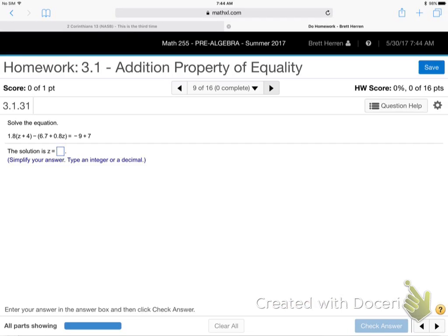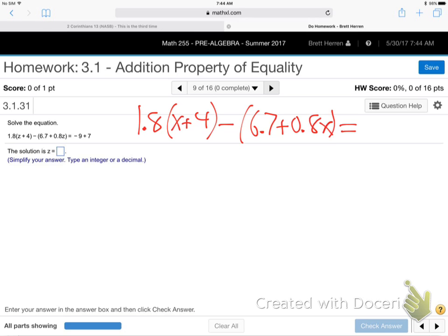Let's try this one. Ooh, that's a big mess. So I'm going to make those X's because X's are easier to read. So 1.8x plus 4 minus parentheses 6.7 plus 0.8x equals minus 9 plus 7. It's a big one. Okay, here's the wall.